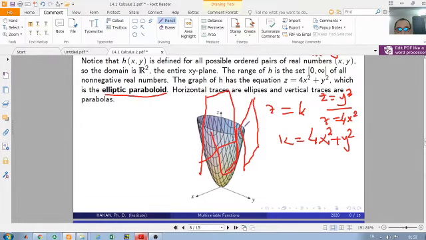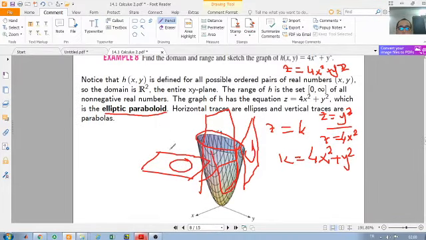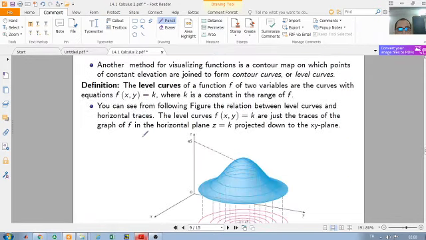and horizontal traces are ellipses. When we cut this surface with a horizontal plane, we obtain an ellipse, okay, like this. And when we cut vertically like this, we get a parabola, which is the intersection of the vertical plane and the surface. And we can understand here this is an elliptic paraboloid.